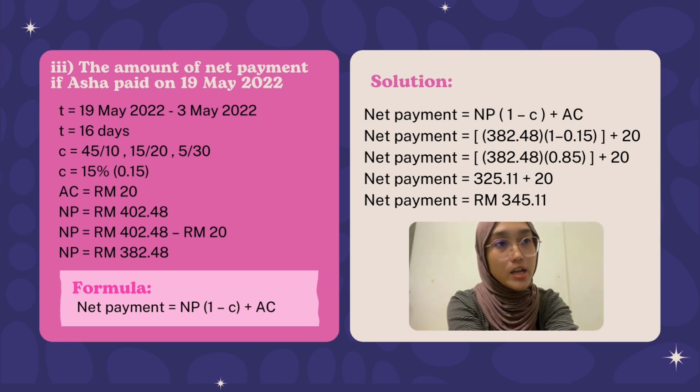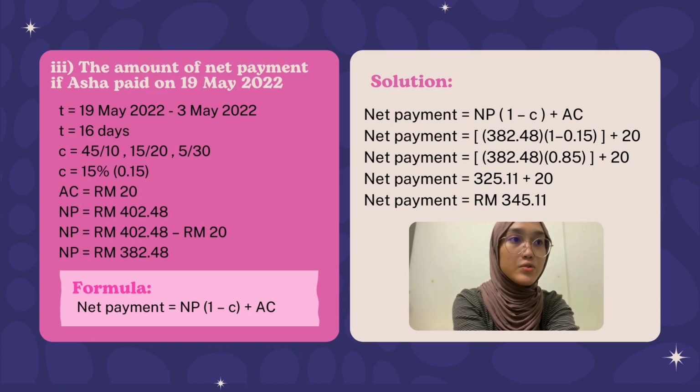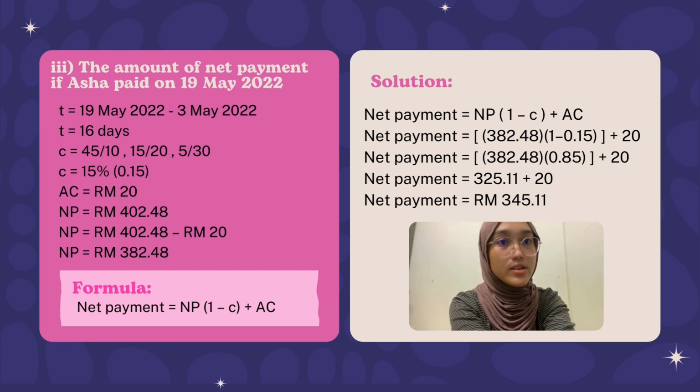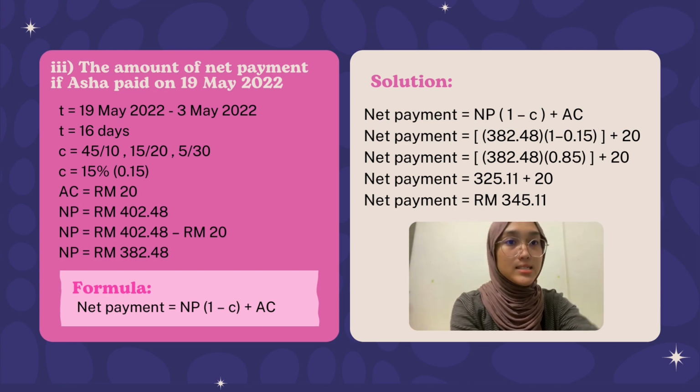For the next question, which is net payment. Okay, first we need to count the days from the date we receive the invoice until the date we make the payment. So it will be 19 May 2022 minus 3rd of May 2022. So we will get 16 days. For the cash discount, it is 45 over 10, 15 over 20 and 5 over 30.